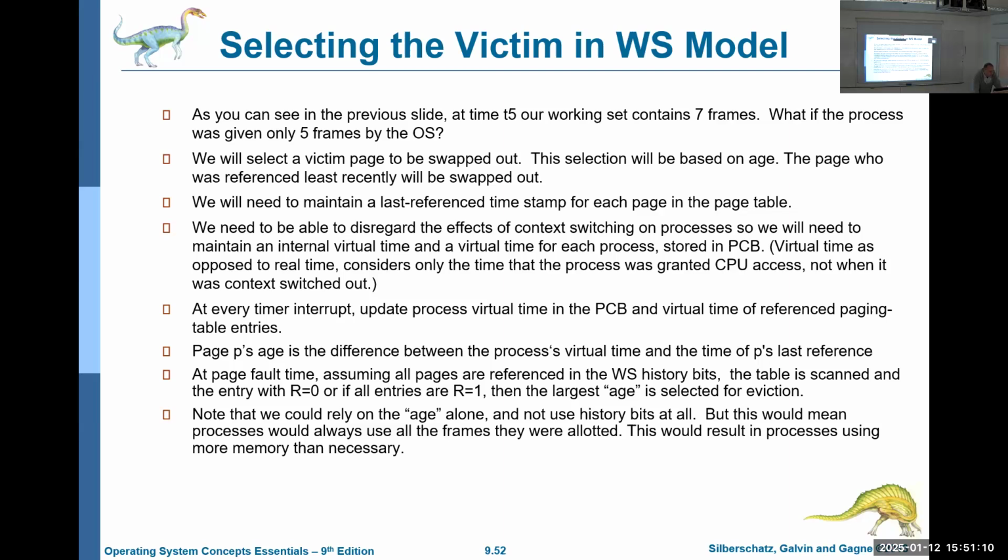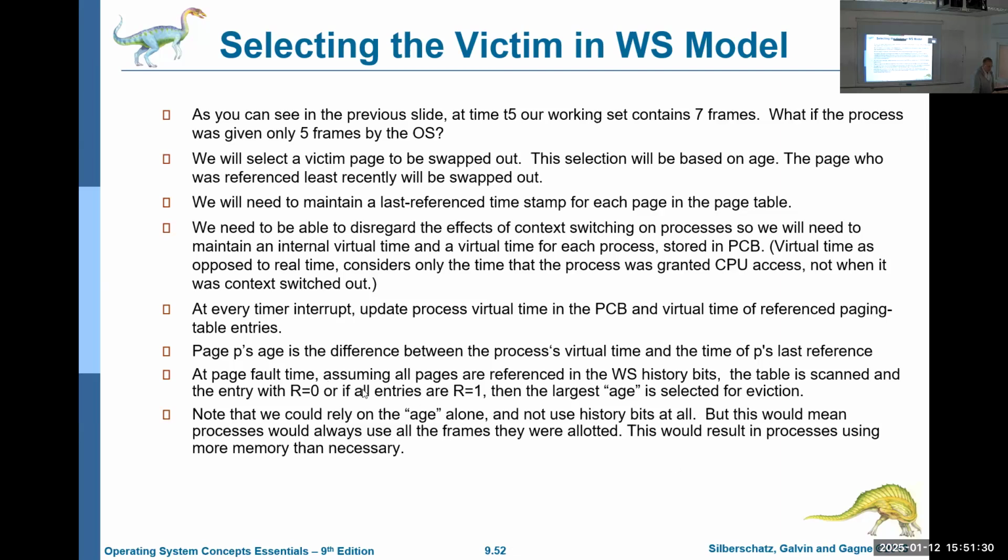A page P's age is the difference between the process's virtual time and the time of P's last reference. In other words, its current virtual time versus the last reference. And then I know how old that page is. If I want to know how old the page is, I have to know my virtual time now and the virtual time of that page reference.